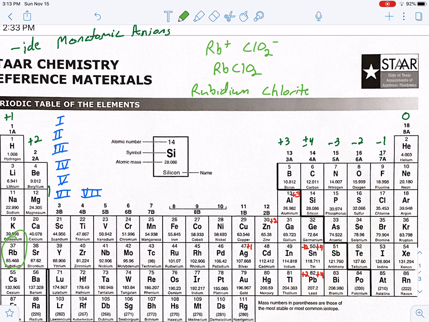Okay, if I took away another oxygen, that would be rubidium hypochlorite. If I gain an oxygen on the chlorate, it would be rubidium perchlorate. So that's just something for you to know.